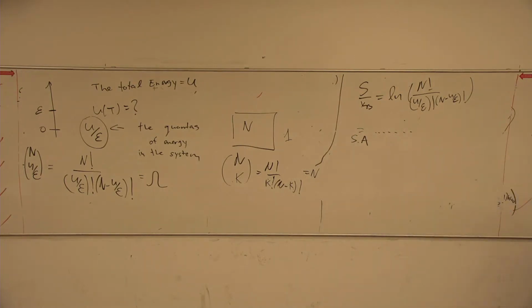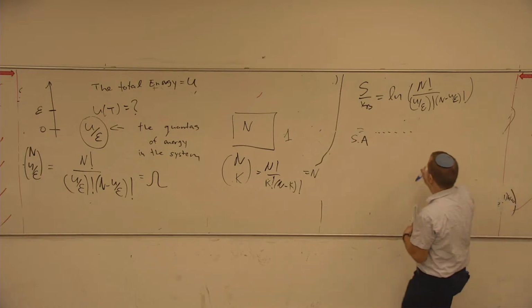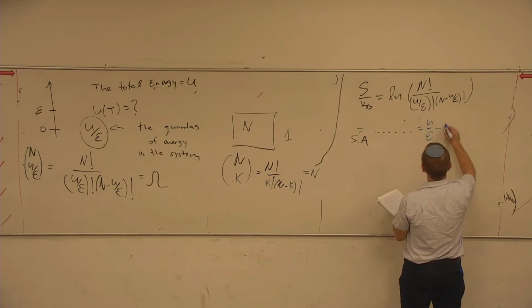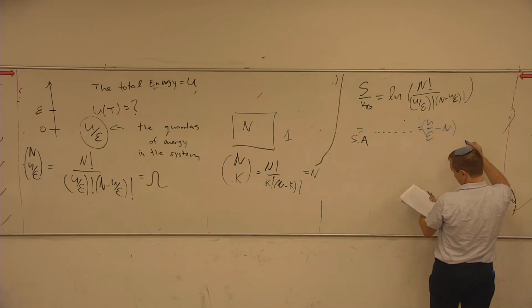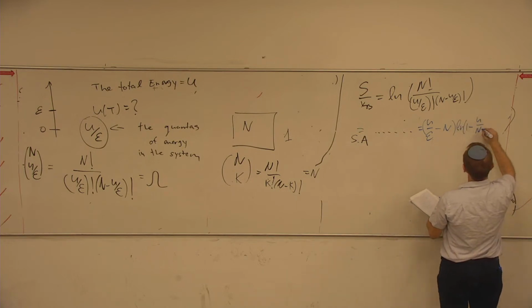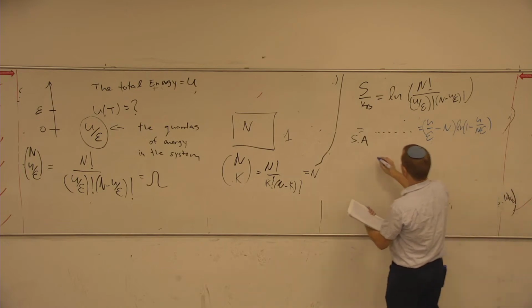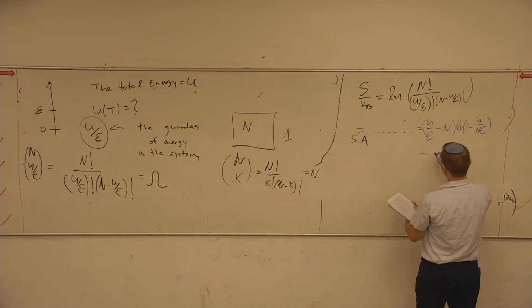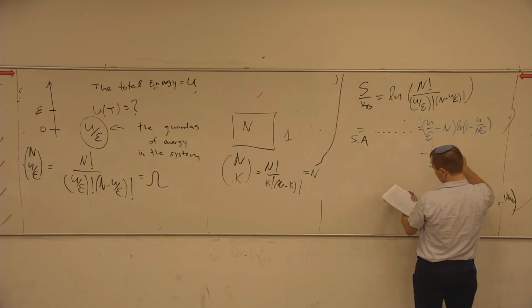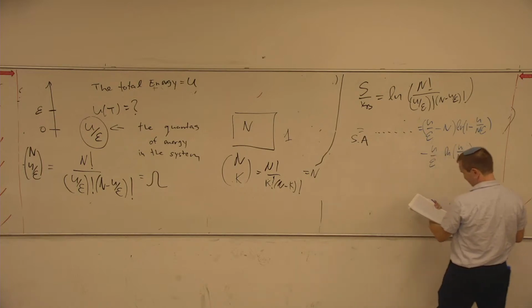And it equals, let me write down the final equation: U divided by epsilon minus N, times ln of 1 minus U divided by N epsilon, minus U divided by epsilon k_B, ln of U divided by N epsilon.